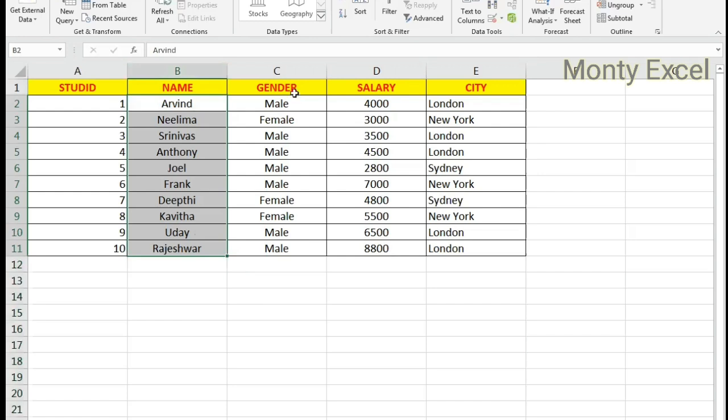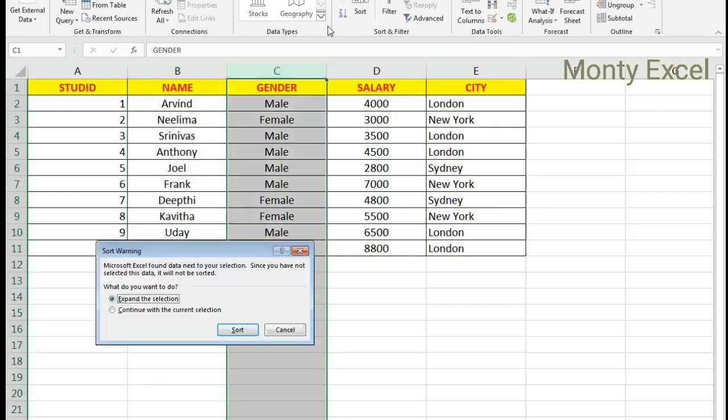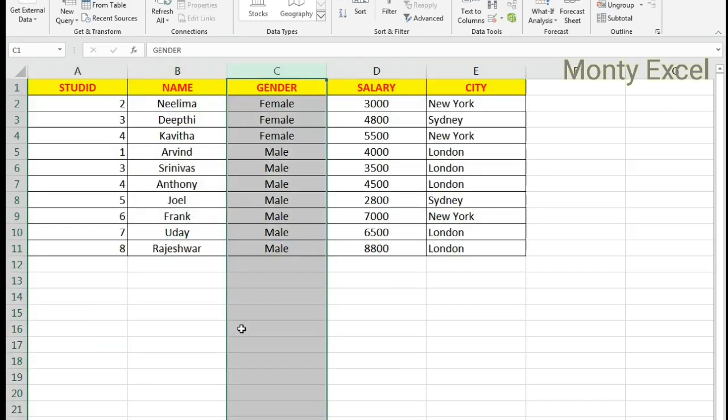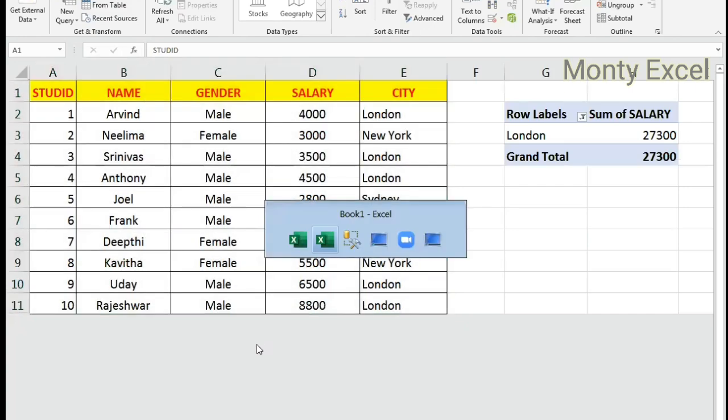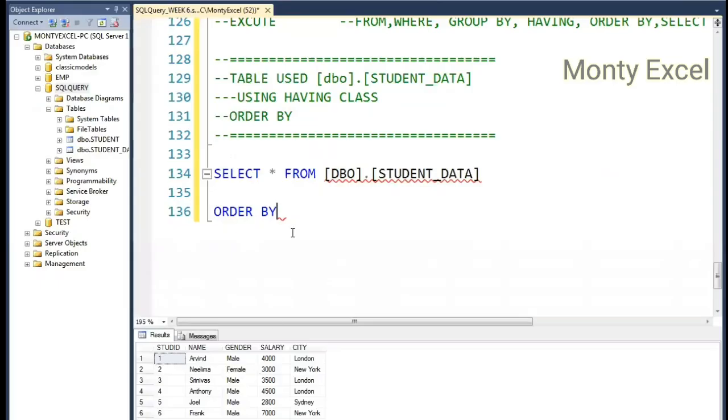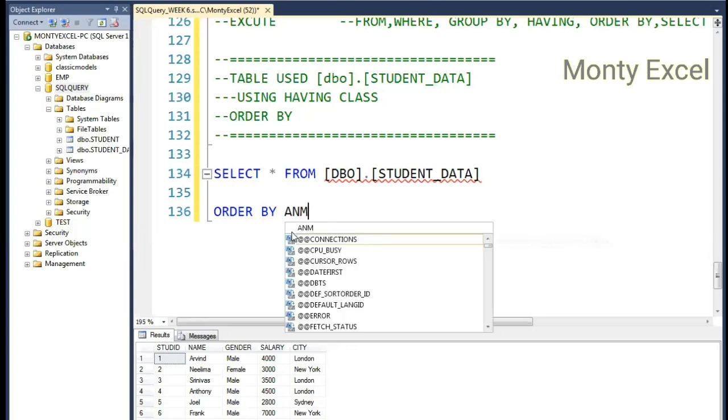Let me remove this. I want to sort this one now. Before sorting, I want to understand that even if you're not sorting anything, by default the data is in ascending order only. Whenever you paste any data, unless you edit it, it is ascending by default. So we always try to make it descending. That is simply to understand the concept using Excel. Now, order by: what do you want to order by? You want to go for name. So let's go for name.